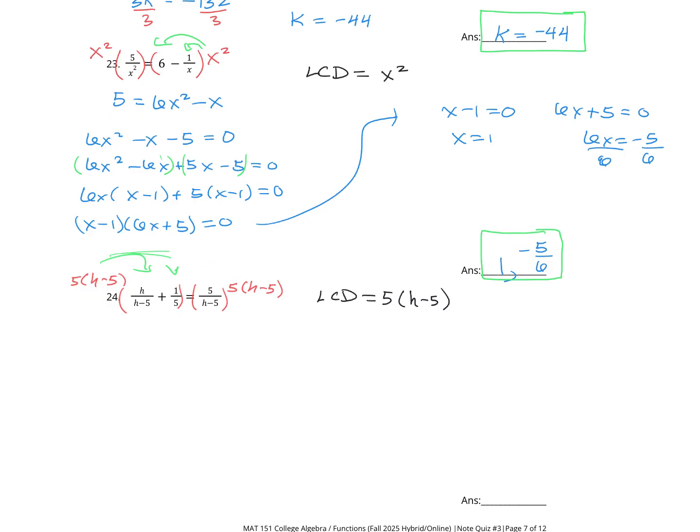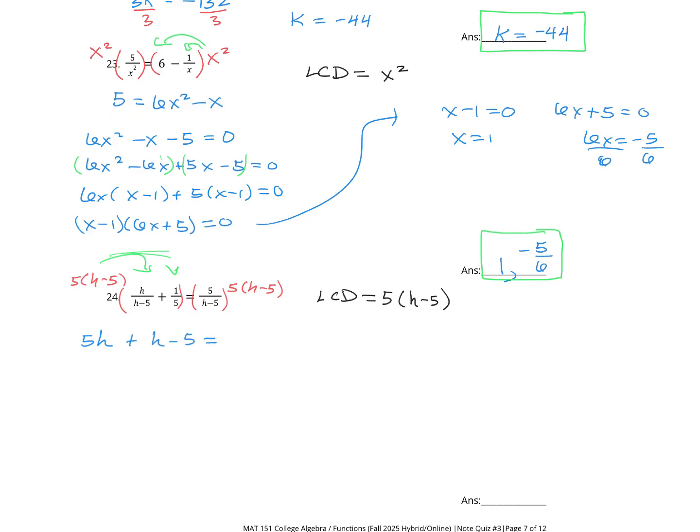So when I distribute, for the first part, I'm going to have 5h, h minus 5 over h minus 5. And we know that the 5 is going to stay. The single h that's already there is going to stay, and the h minus 5s cancel out. In the second term, it's going to be the 5 and the h minus 5 up top over a 5. Leaves me with just h minus 5.